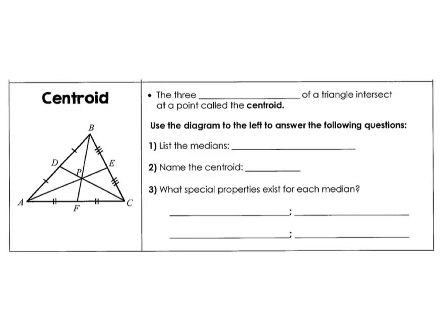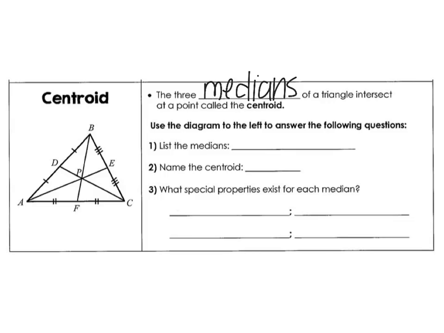Now, a centroid is the center of a triangle, and that's where all three medians of a triangle intersect. So, the three medians of a triangle intersect at a point called the centroid.